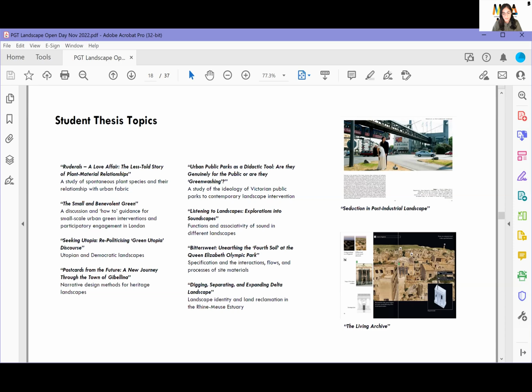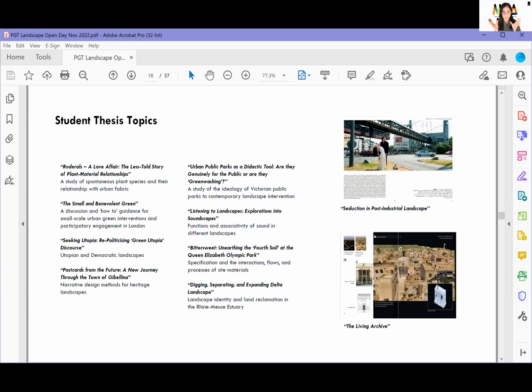So you can see on the right, these are extracts from the thesis from the students, and they tend to be quite visual. So lots of students incorporate their design work to show how some of these ideas have actually been applied. They cover a real range of topics depending on your interests. So whether it's about small scale urban interventions versus utopian and democratic landscapes, land reclamation in a particular area, site processes and interactions and flows and materials, sound and landscape. So it's really quite varied.